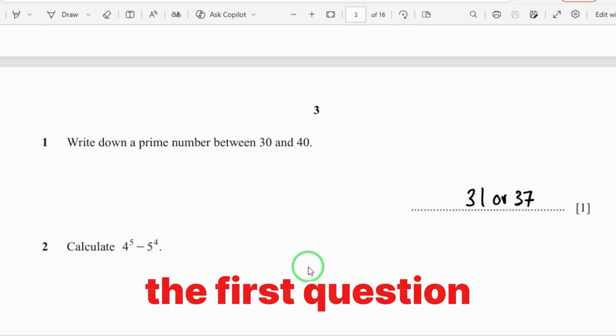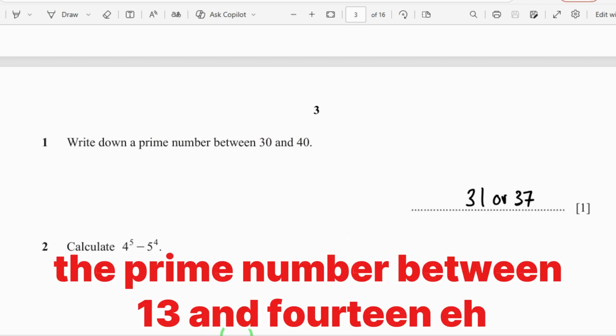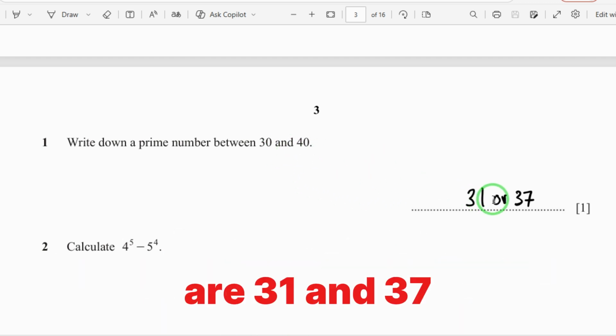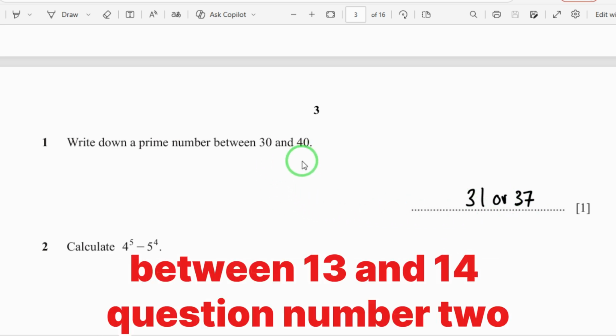The first question: write down a prime number between 13 and 14. The prime numbers between 13 and 14 are 31 and 37. These two numbers are prime numbers that are between 13 and 14.